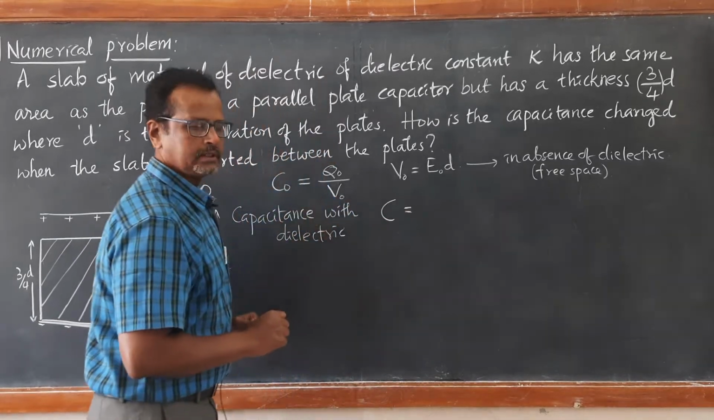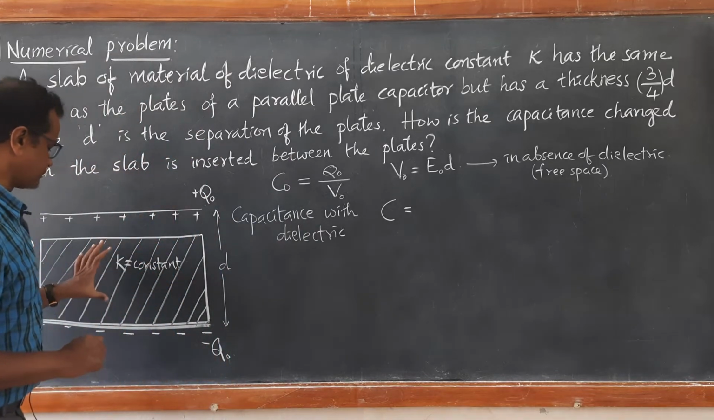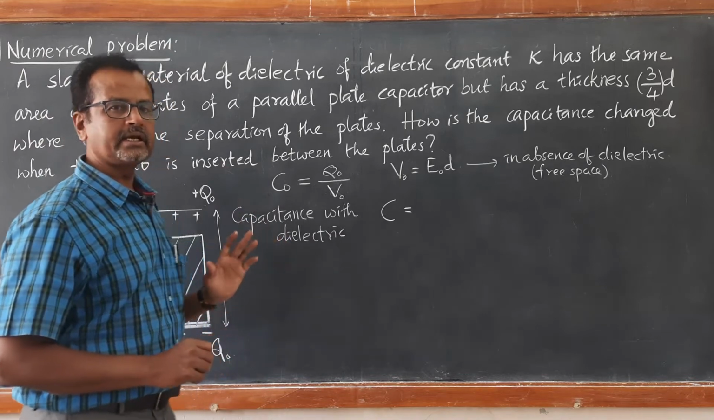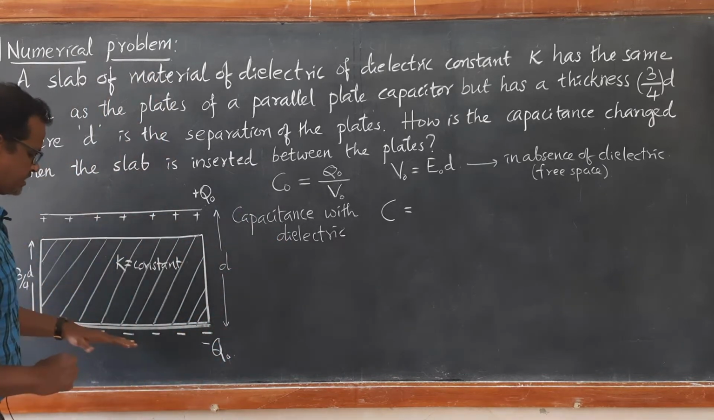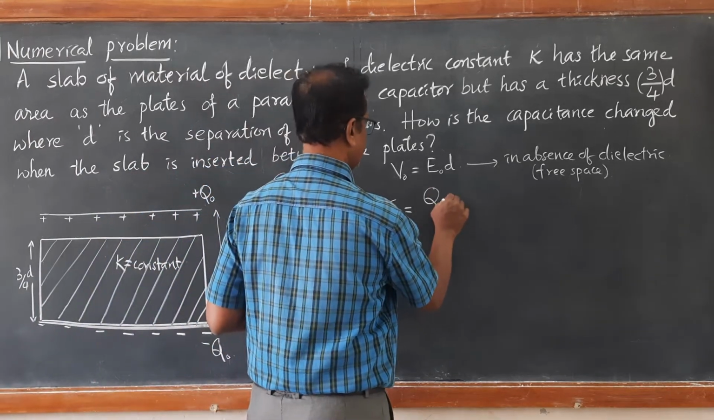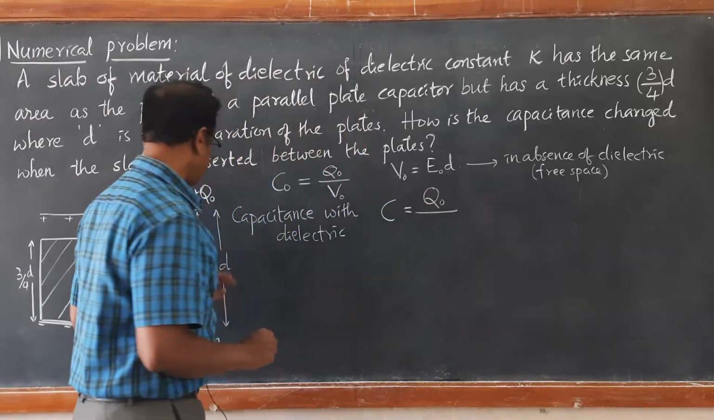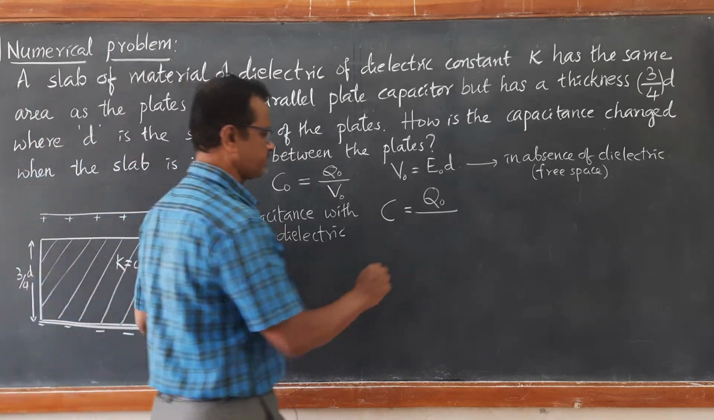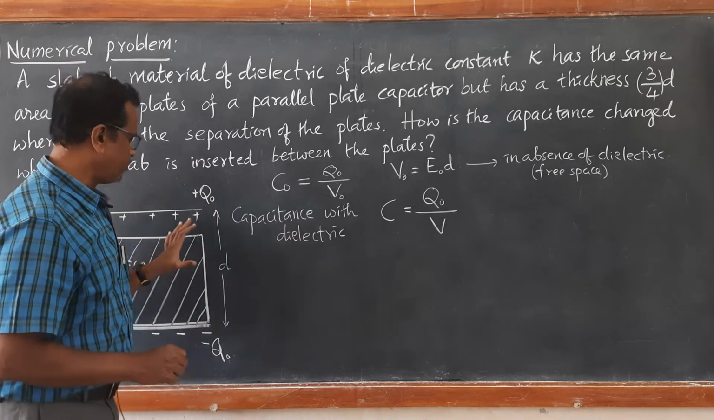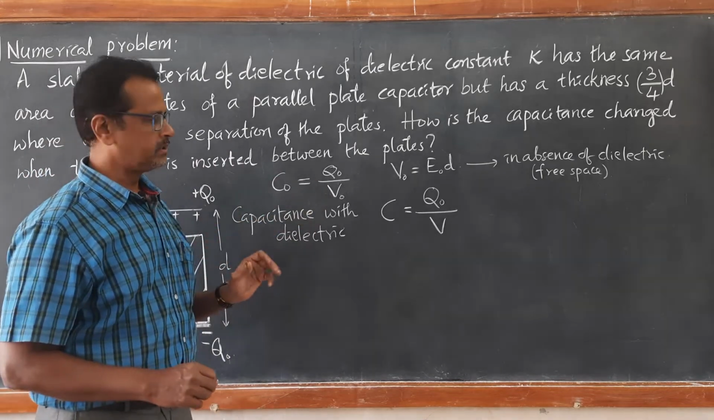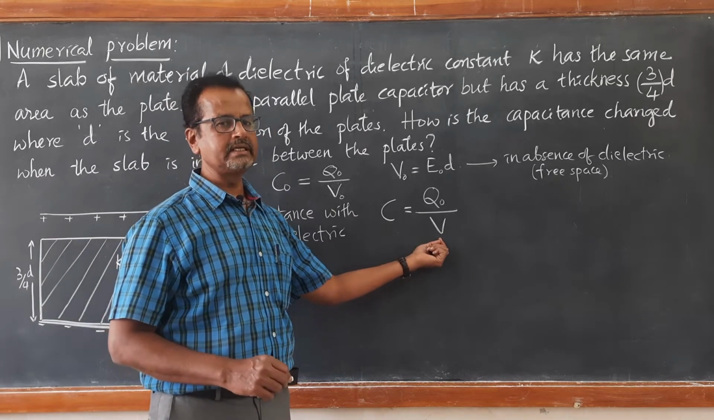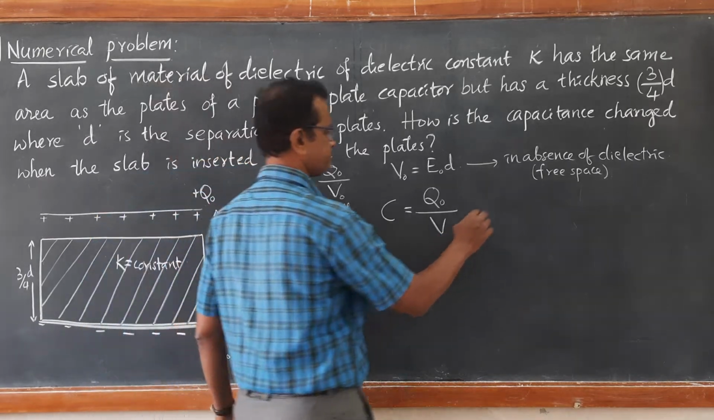C is equal to, you see, after insertion of the dielectric, the charge does not get affected. The charge on the upper plate as well as on the lower plate remains the same. So, I will write Q naught divided by the potential difference. The potential difference changes; it becomes V instead of V naught. Definitely the potential difference decreases. How does it decrease? Let us see.